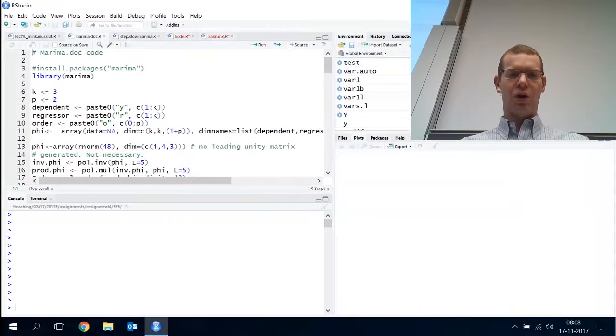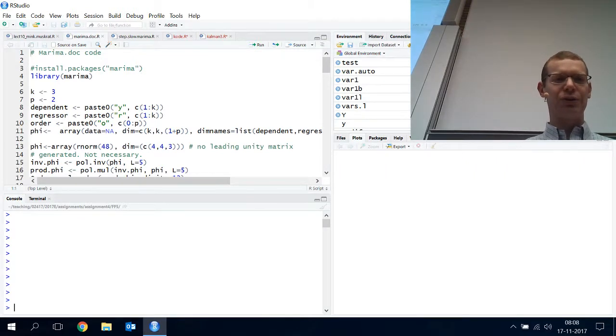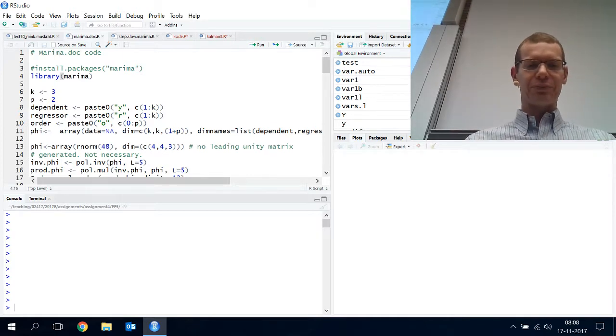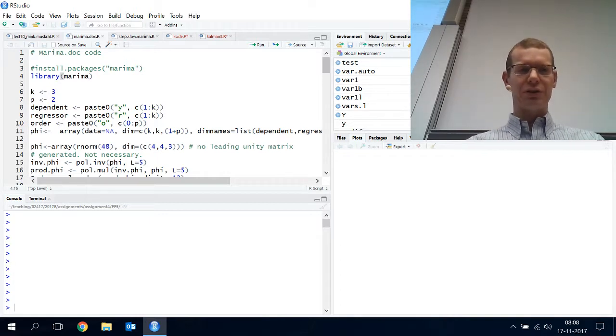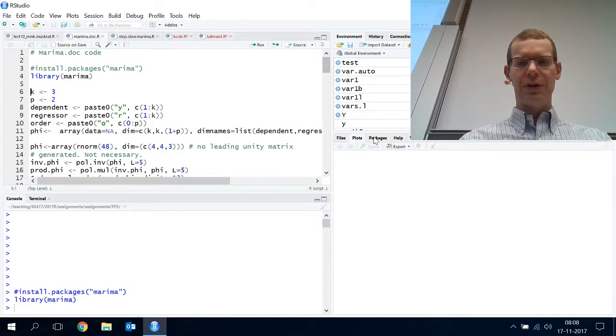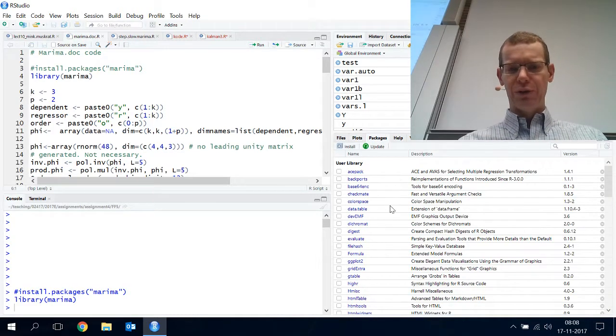But what I wanted to do is to demonstrate how this package works, because it's quite a bit different from what you've seen in Arima. Therefore, I would like to take the time to actually look at it. To go through this, I have taken the code from the package.